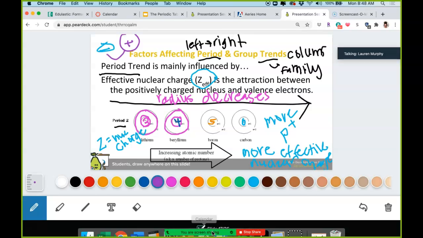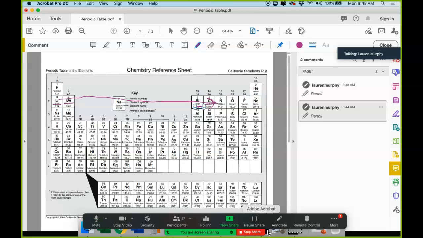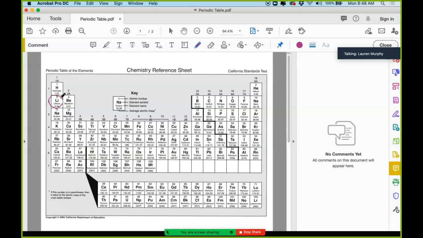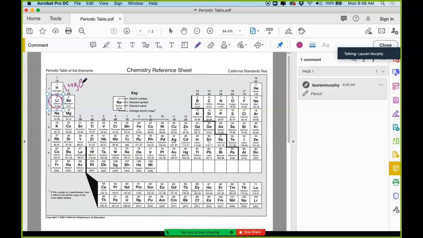So if you go back to your periodic table, this atom would have the largest radius in period 2, and neon would have the smallest radius in period 2 only. Period 2 only. Why? Neon has 10 protons in its nucleus and lithium only has 3. This has way more effective nuclear charge, which means the electrons are more attracted to it, which means the electrons will move in closer to the nucleus. So biggest radius in this period, smallest radius in this period.